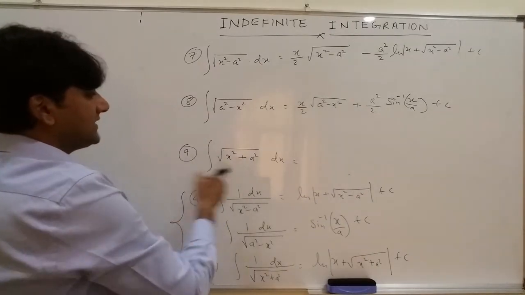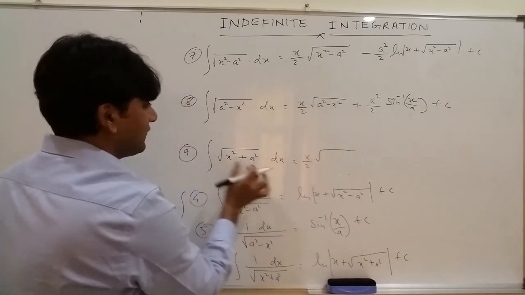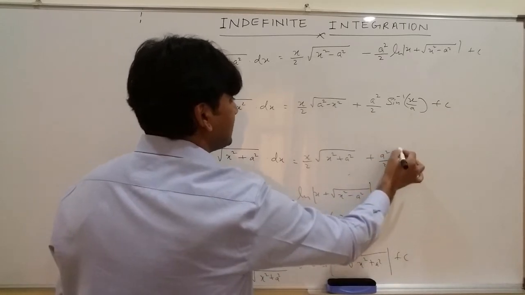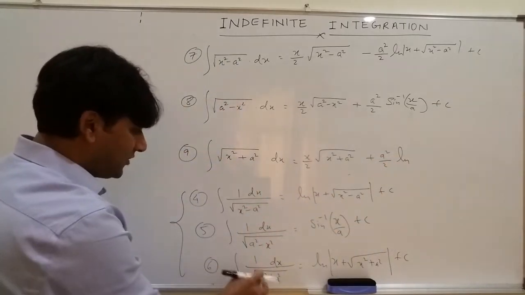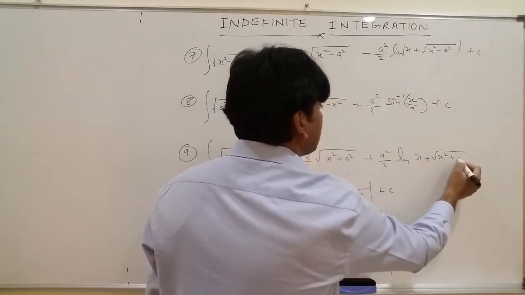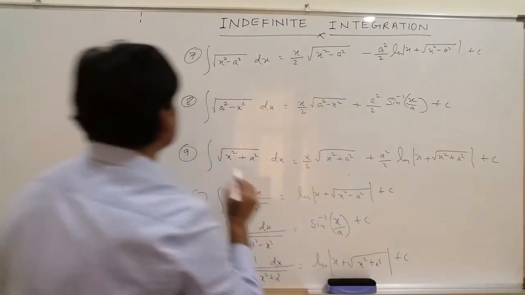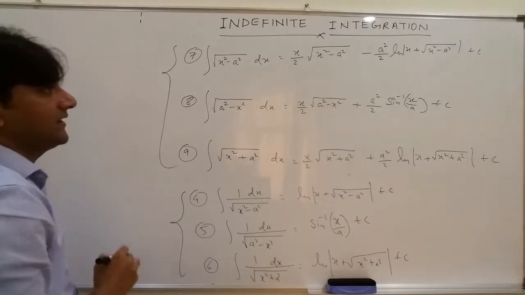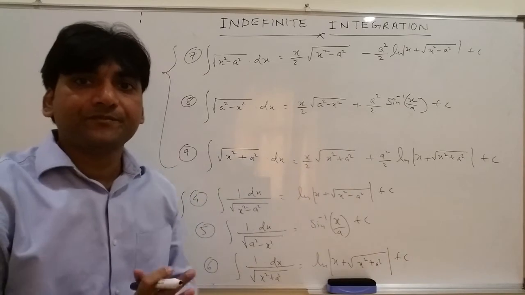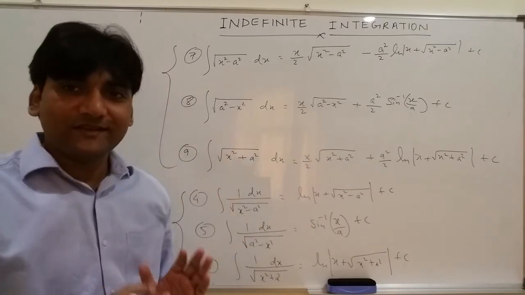And ninth one, root x square plus a square. The answer is x by 2 root x square plus a square, then plus a square by 2, and then ln, when it is in denominator then what's the answer? ln mod of x plus root x square plus a square plus c. So these three again we got. These three are very lengthy formulas, but you have to learn. This is very important.